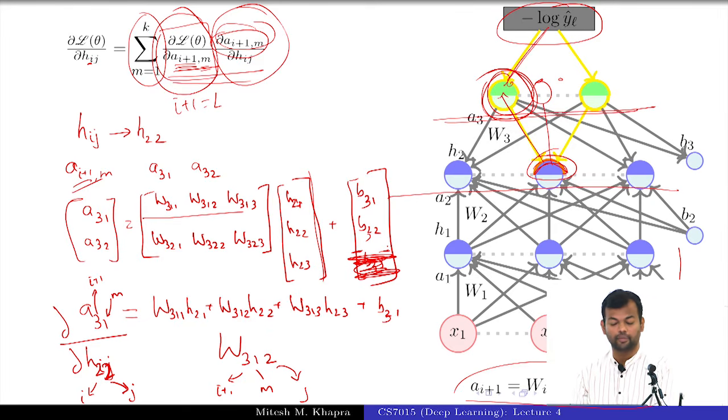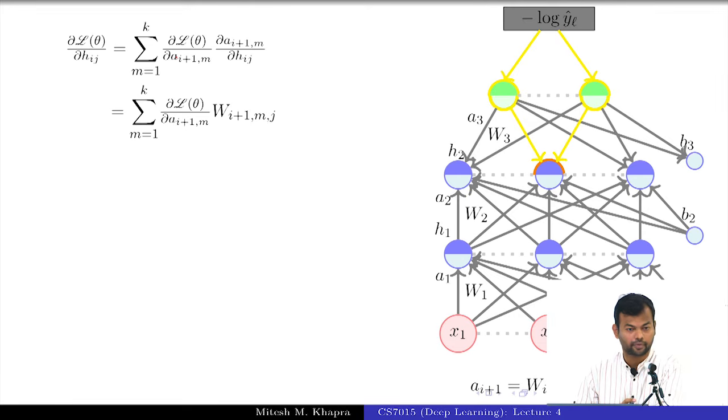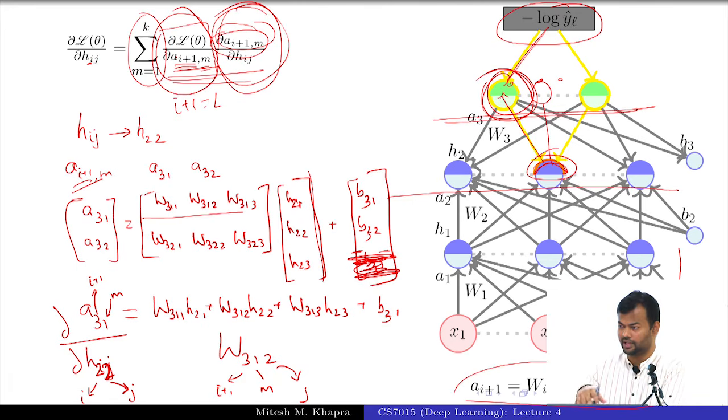Okay. So what's the formula for this? W I plus 1 mj. Everyone comfortable with that? Okay. Fine. You can just go back and look at this, and it should be clear, right?